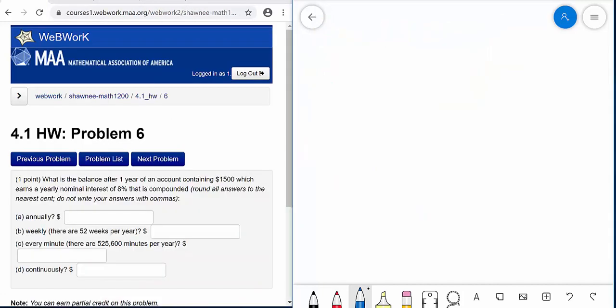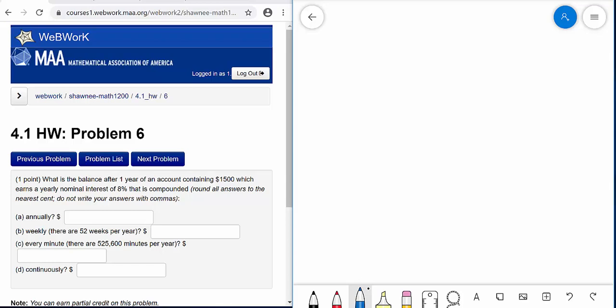So moving on to problem number 6, we are looking for answers using compound interest. In problem 6, it says, what is the balance after 1 year of an account that contains $1,500, which earns a yearly nominal interest rate of 8%? And we're going to compound the interest in 4 different ways: annually, weekly, every minute, and continuously.